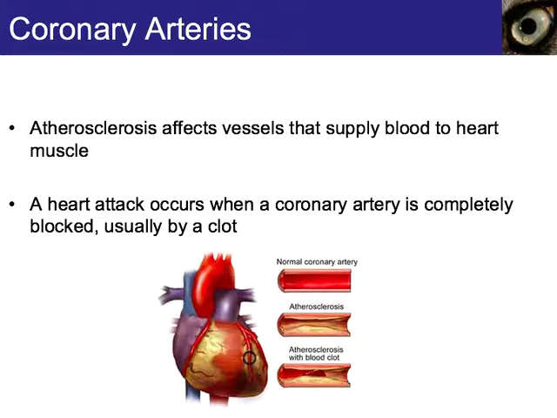Atherosclerosis affects vessels that supply blood to the heart muscle. A heart attack occurs when the coronary artery is completely blocked, usually by a clot. During a heart attack, blood does not flow correctly to the heart, and parts of the heart muscle actually die.